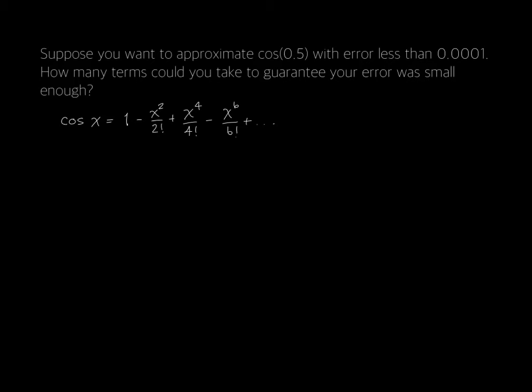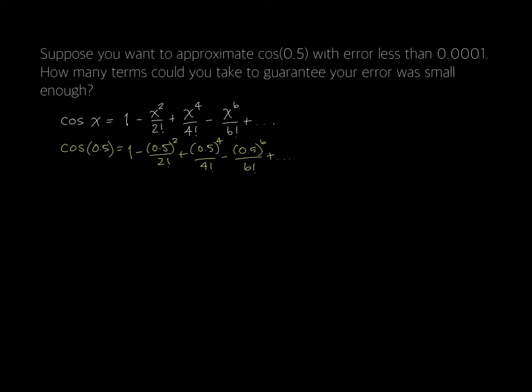And now, of course, our question is, we want to use this to approximate cosine of 0.5. So for us to find a series that would converge to cosine of 0.5, we'd have to plug in 0.5 everywhere we see an x. Let's go ahead and do that now. All right, here it is. This is the series that we're looking for. It is converging to cosine of 0.5, and we want to know how many terms do we need to use.